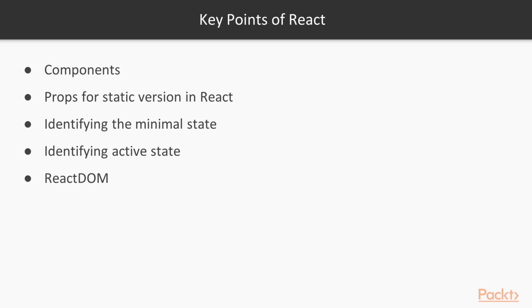Identifying the minimal state. To build your app correctly, you first need to think of the minimal set of the mutable state that your app needs. Like in our case, we need to keep the state of users always available during the different states of the application. Identifying active state. React is all about one-way data flow from the component hierarchy. We need to understand every component that renders something based on that state.